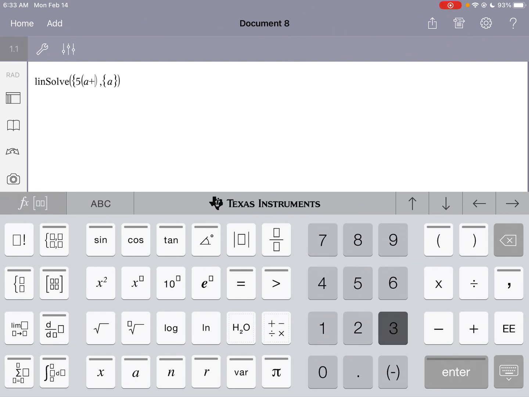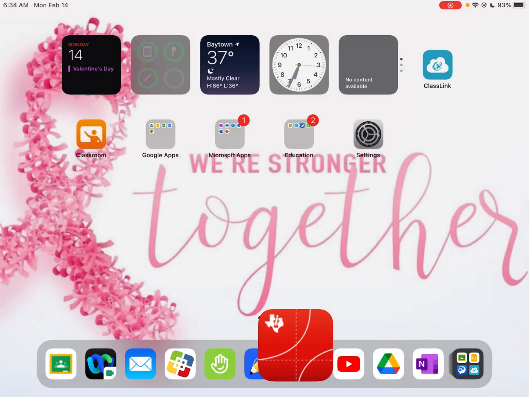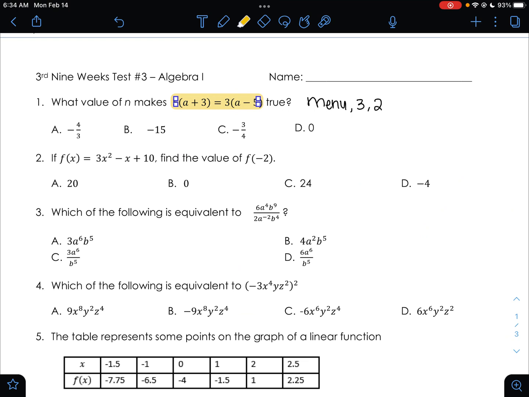So 5 times a plus 3, close our parentheses, equals 3 times a minus 5. Make sure we have it typed in correctly. We press enter. It tells us our answer is negative 15, which is answer choice B.